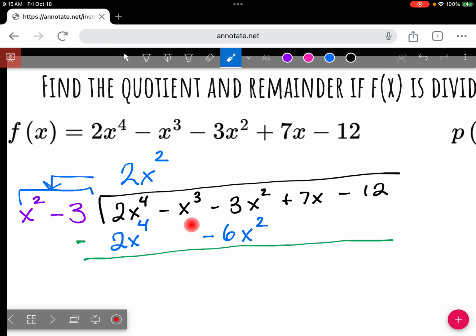Because we didn't actually have an x cubed in here, I wanted my x squareds to line up so that when I subtract, I actually can subtract them. So if I had an x cubed term, I'd put it under here, but I don't have one, so I don't have anything to subtract from this guy.